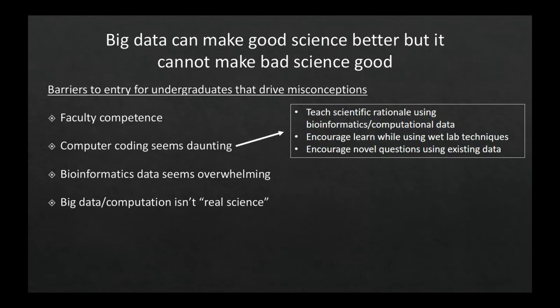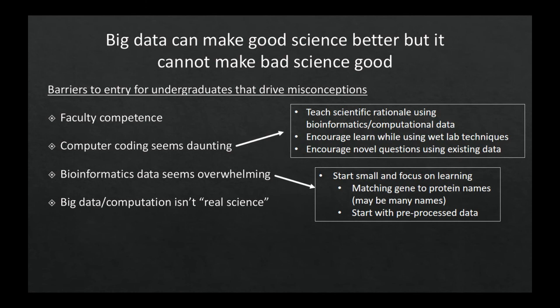I think another big barrier to entry is that bioinformatics seems incredibly overwhelming. When you get 15,000 proteins in a proteomic data set, you can think, how do I even begin to analyze that data? And so what I really try to do is start small and focus on learning. And it's even things like matching genes to proteins.